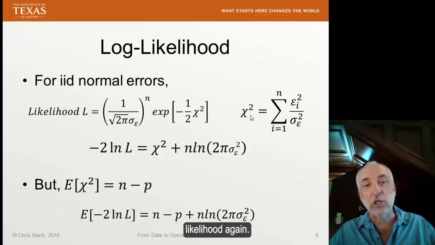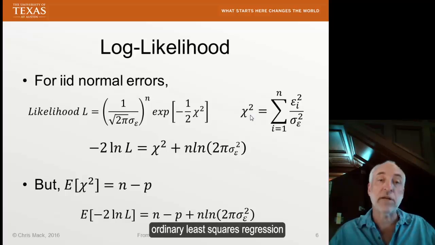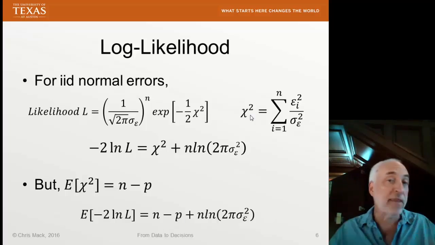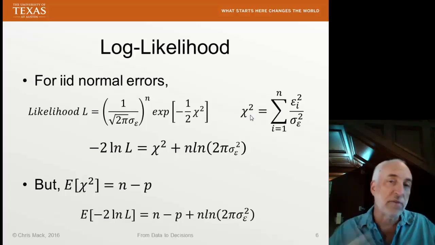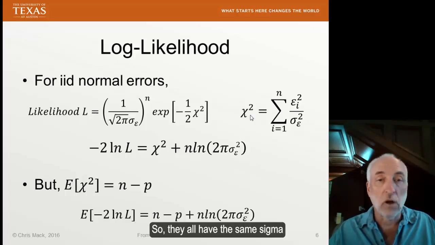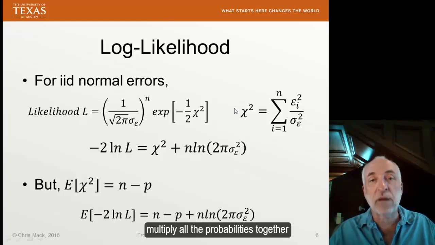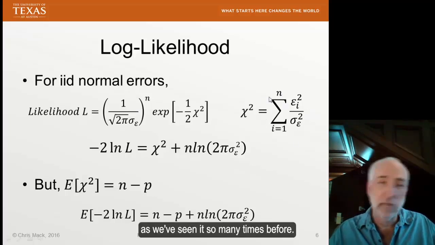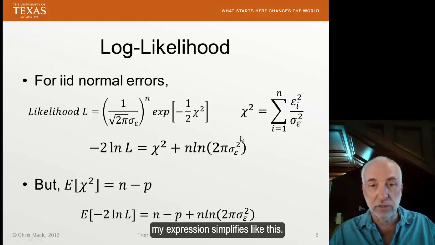But first, let's look at this likelihood again for the case of IID normal errors. Ordinary least squares regression assumes that all of the errors are independent and identically distributed and that they all have a normal distribution. Because they're independent, I can multiply all the probabilities together. Every probability is a Gaussian, so they all have the same sigma epsilon error distribution standard deviation. And therefore, when I multiply all the probabilities together, I get this expression where chi-square, as we've seen it so many times before. Now, if I take minus 2 times the log of that likelihood, my expression simplifies like this.